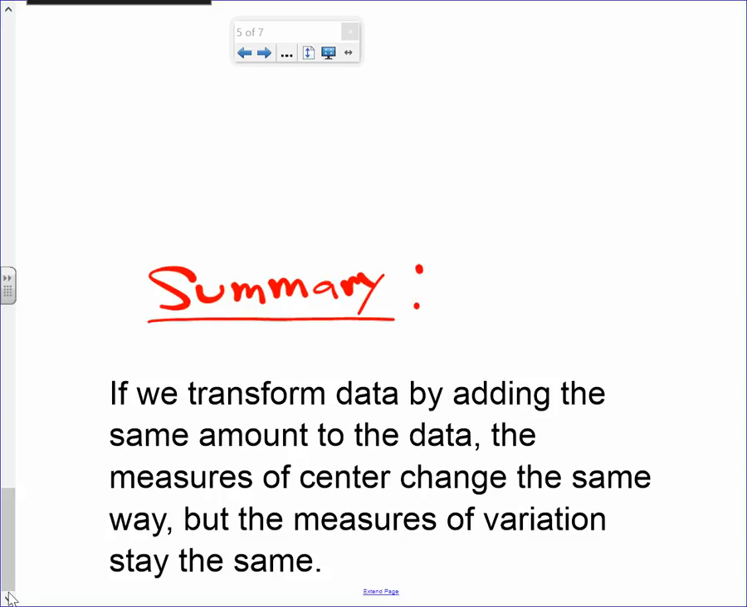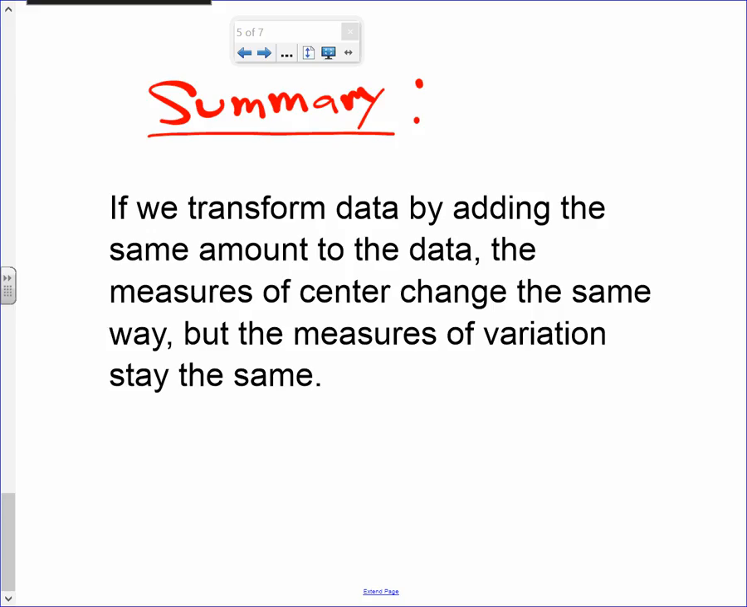Nice and neat. Right, Rodriguez? If we transform data by adding the same amount to the data, the measures of center change the same way, but the measures of variation stay the same. That's the summary of our notes right there.